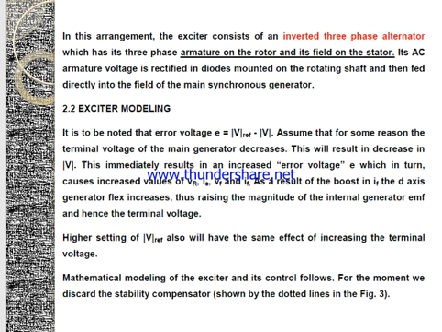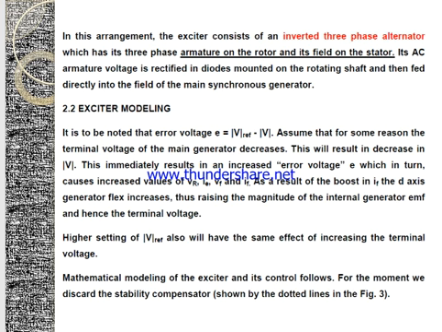So what does a comparator do? It creates an error message. How will the error message be created? It will compare the actual output with the reference voltage. So obviously the error voltage E is equal to V reference minus V. Assume that for some reason the terminal voltage of the main generator decreases. This will result in a decrease of the V value. So obviously what will happen? The error voltage will increase.